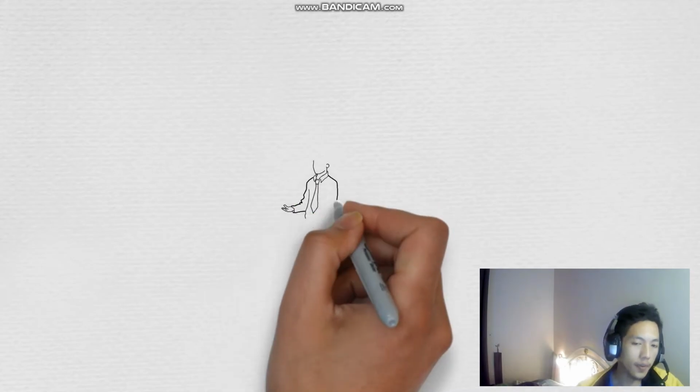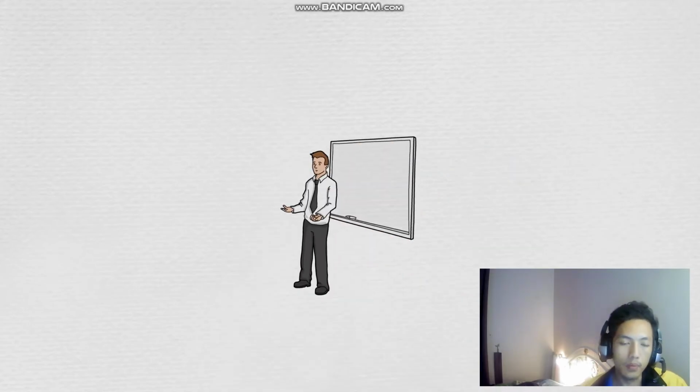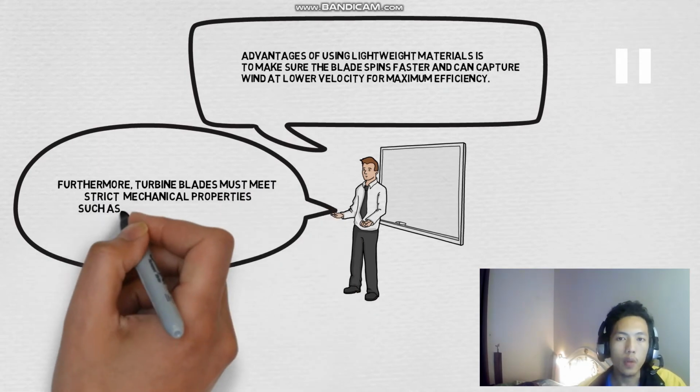And you might be thinking, the advantage of using lightweight material is to make sure the blade of the wind turbine spins faster and can capture wind at lower velocity for maximum efficiency. Why do I say that? Because the wind does not blow the blade at high velocity all the time. Sometimes the wind also blows the blade at low velocity.